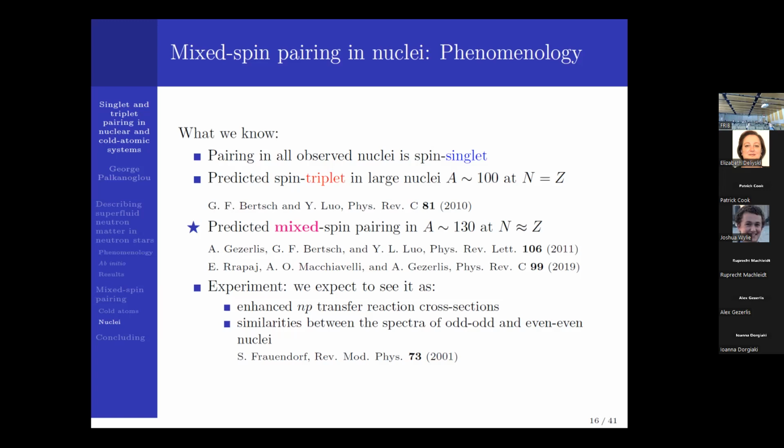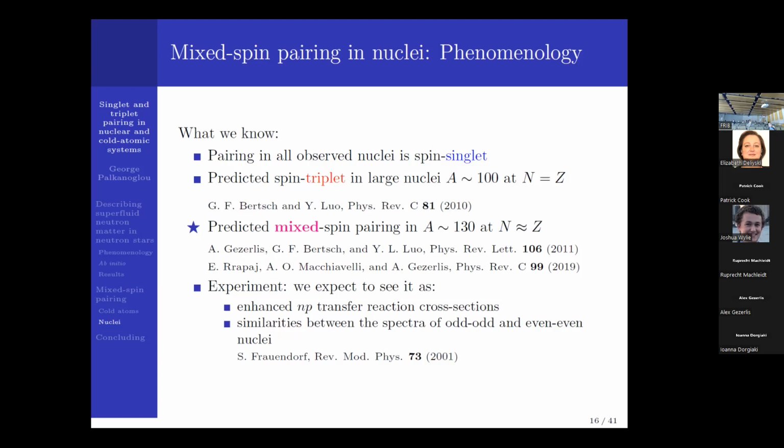Now, if we were able to observe any of those types of pairing, triplet or mixed spin pairing, that would be a very interesting observation because it would be novel nuclear pairing that we've never seen before, and we can actually see it in experiments. We would see enhanced neutron transfer reaction cross sections. It has also been theorized that the existence of any type of spin triplet pairing, be it within mixed spin pairing or purely spin triplet, would generate similarity between the spectra of odd and even nuclei.